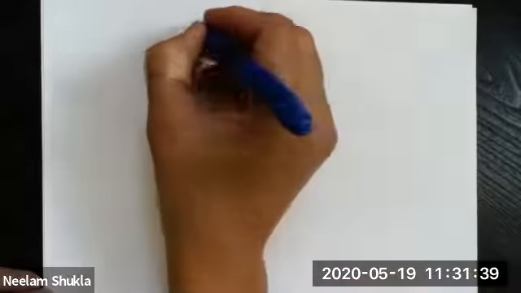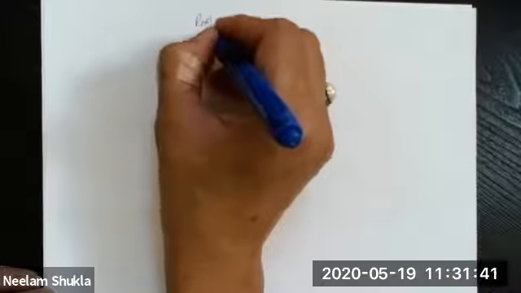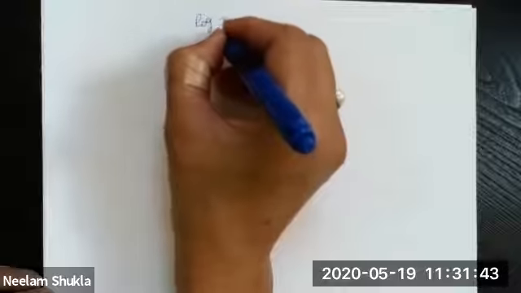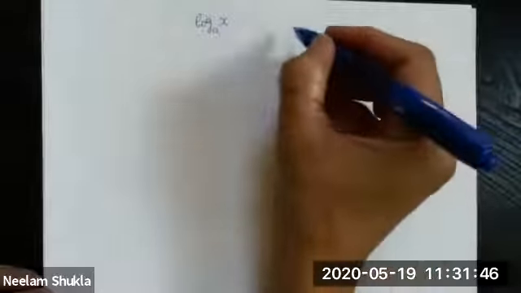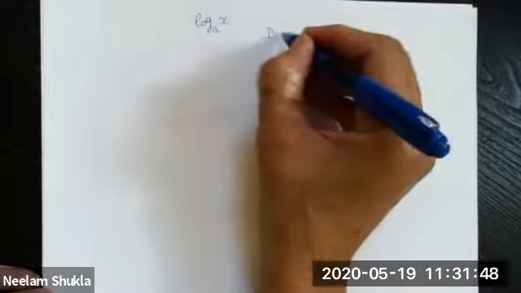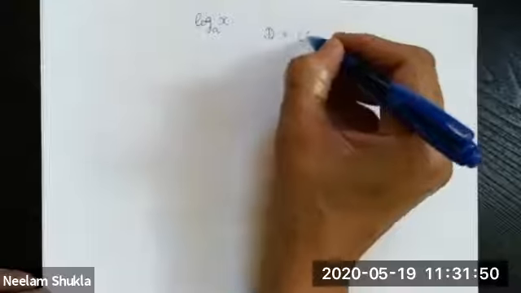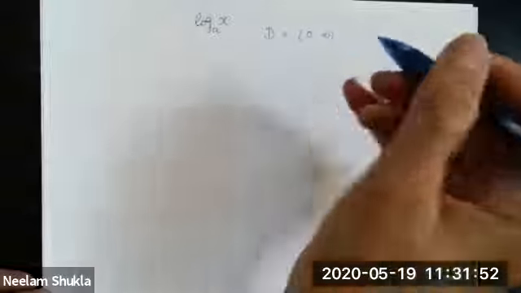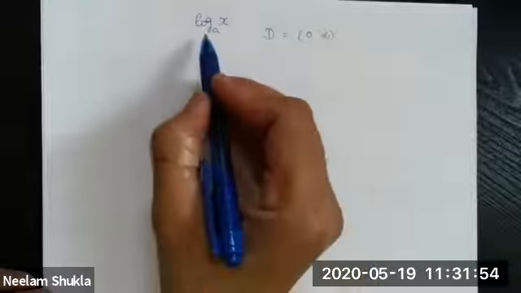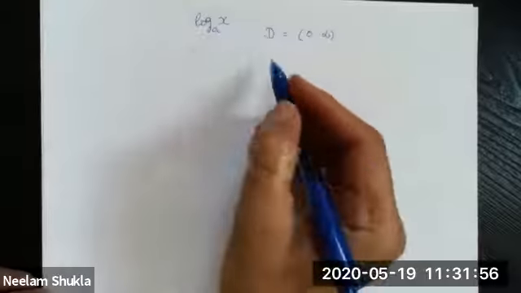Hi, let's talk about the log functions. If you have a general function log x with the base a, we know that its domain is 0 to infinity because we cannot find the log of a negative number or a 0.